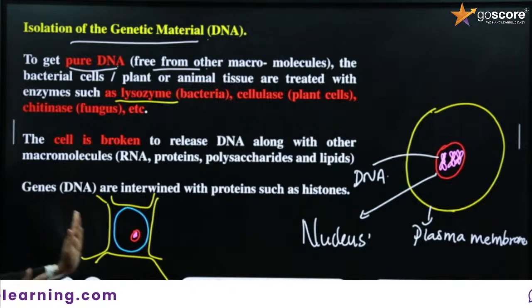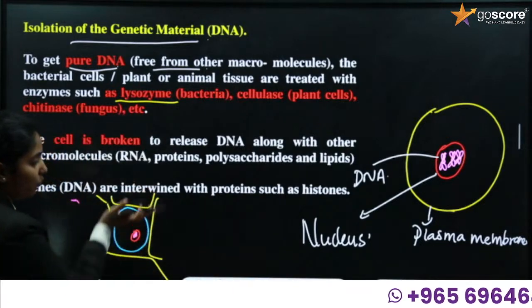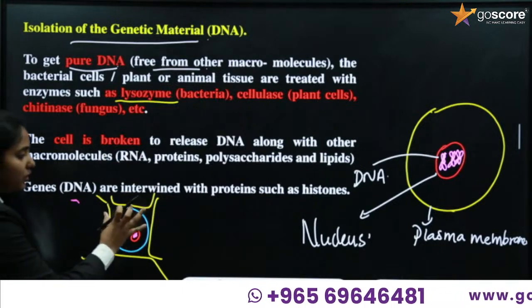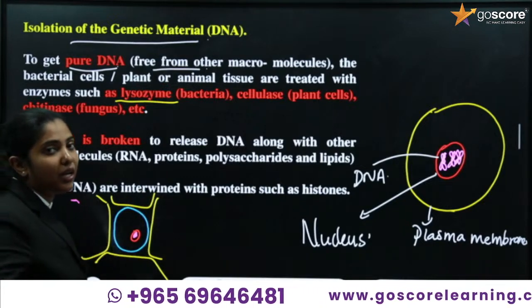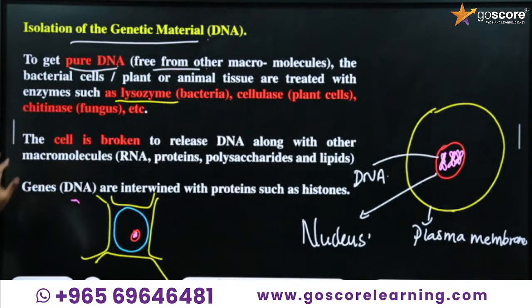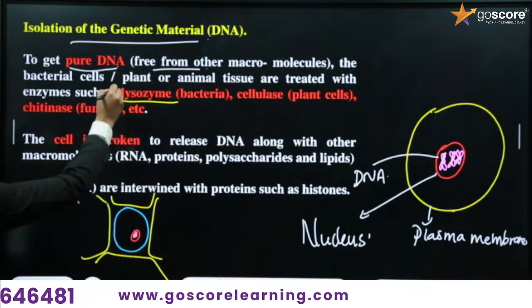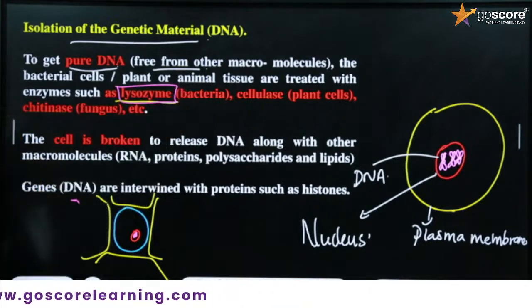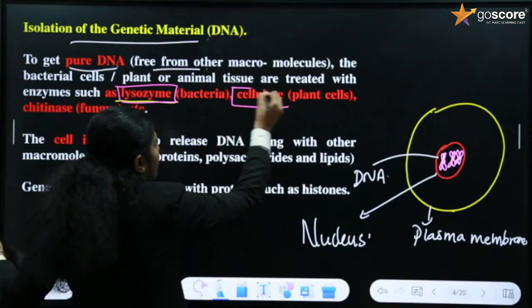Understood? So first of all, we have to remove the cell wall, not the cell membrane, the cell wall. Okay. Then we have to destroy the plasma membrane, then the nucleus. Out of the nucleus, we have to take out the DNA. So how is the cell wall in bacteria removed? It is by lysozyme. Okay, in the case of plant cells, how can it be destroyed?